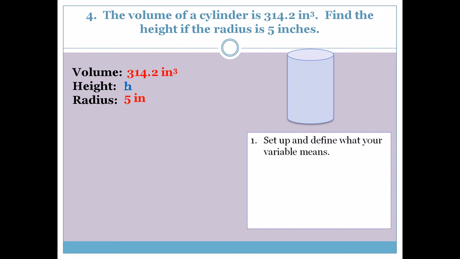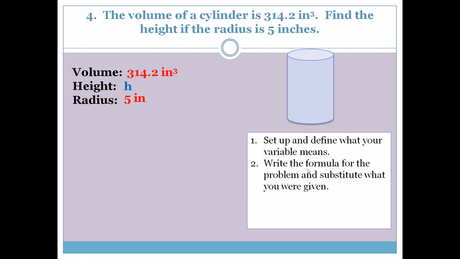So the next thing I do is write the formula for this problem. Well, this is volume of a cylinder. If you don't have that formula memorized, that's okay. You could go look it up because you have it on your formula sheet. Volume is pi radius squared times height, pi r squared h. So substitute now what you were given.